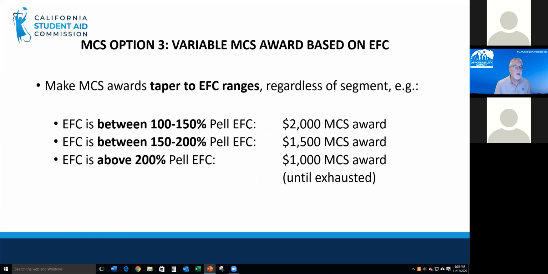Option 3 tapers it like Pell. So if you have more need and are just above the Pell cutoff, you could get a bigger MCS award. And spreading down onto the right tail, you'd get less and less as your income was higher. So those are some of the options for MCS.